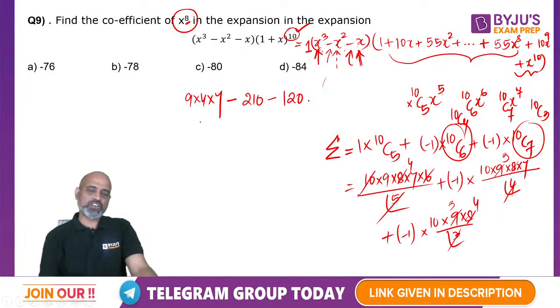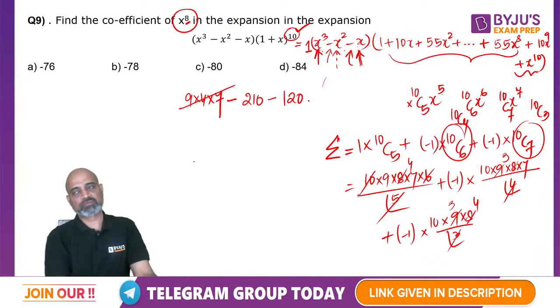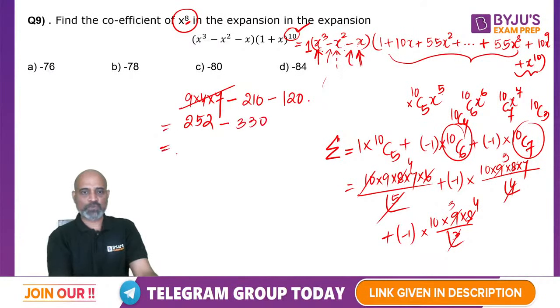So what is 9 into 4 into 7? 28 into 9. 252. So 252 minus 330, which will result in 50 plus 30 plus 2 minus 78.